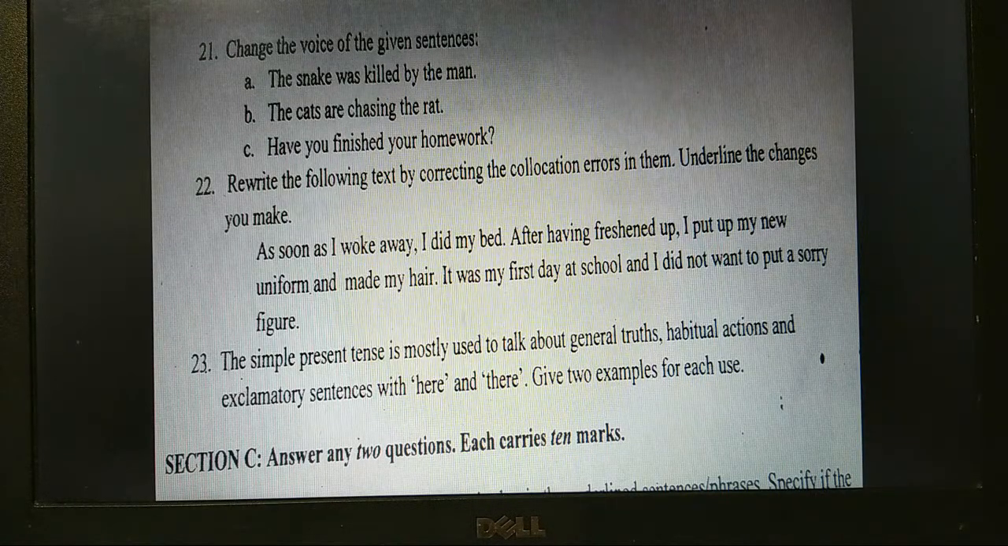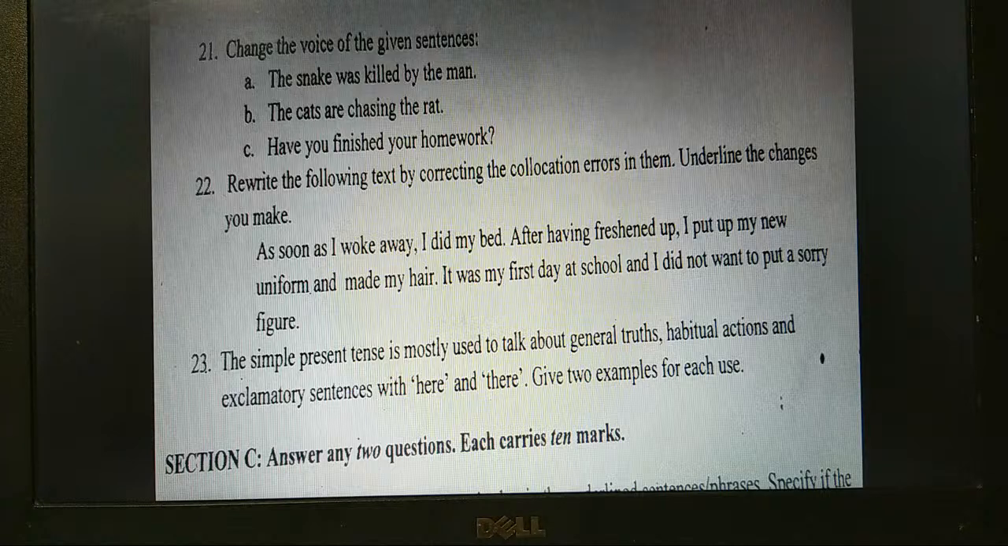Okay. So as soon as I walk away, I did my bed. After having freshened up, I put up my new uniform and made my hair. It was my first day at school and I did not want you to put a sorry figure. So there are some errors there. The first error is as soon as I walk away. It is never walk away. You will write as soon as I walk up. It's always walk up. As soon as I walk up.